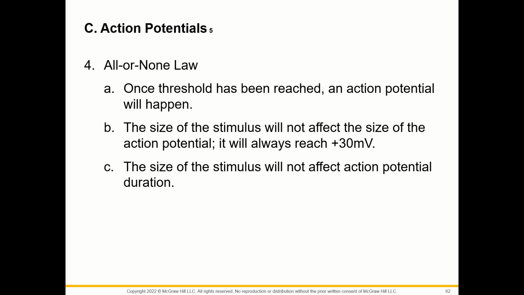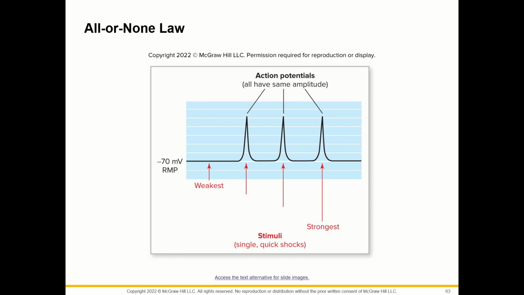So this is going to be important when you get to the muscle chapter. You're going to talk about recruitment of motor units. And you're also going to talk about summation and tetanus and things like that. And that is going to go right back to this all or none law. So stay tuned. All right, so this is figure 7.15, the all or none law of action potentials.